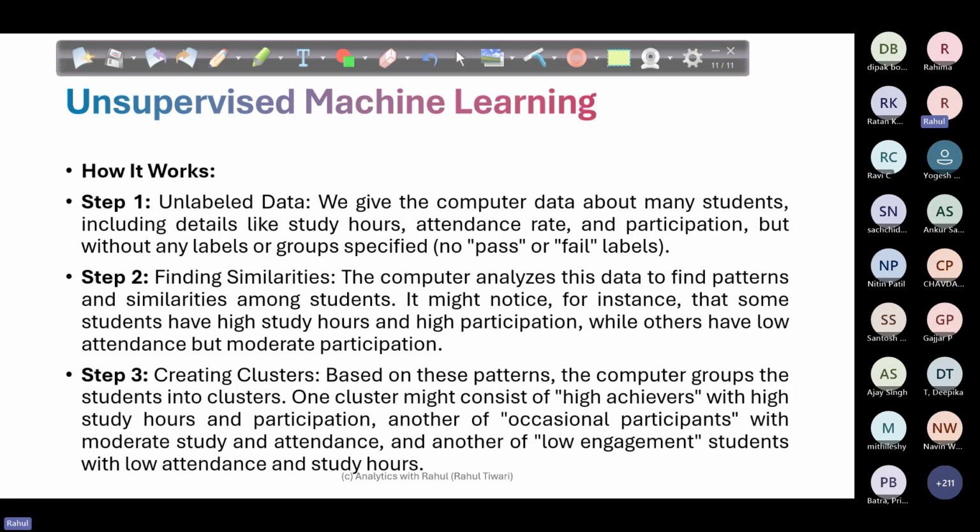And what is the benefit? The benefit is that if I know that there are low achievers or low engagement learners, I can focus more on them. Those who are very much high achievers, I can think that okay, they are doing good. So let me spend some more time on the students who are lower achievers.